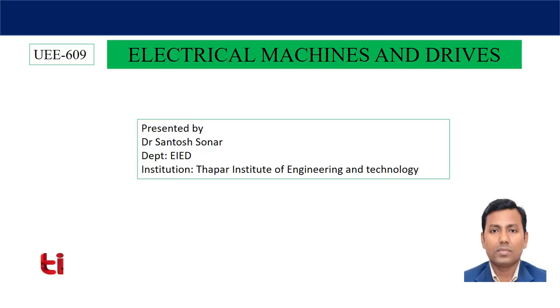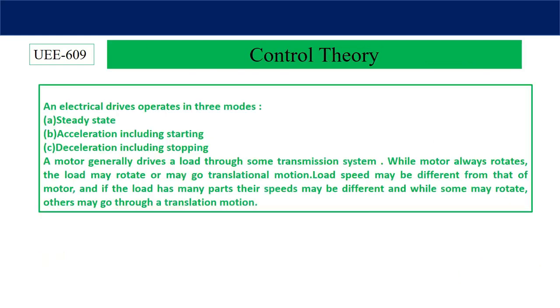So today we will discuss control loops, control theory or closed loop systems, or the types of control system used in electrical drives. So let's start. The control theory. An electrical drive operates basically in three modes. Steady state, when the torque developed by the motor is equal to the load torque. Then acceleration including starting.